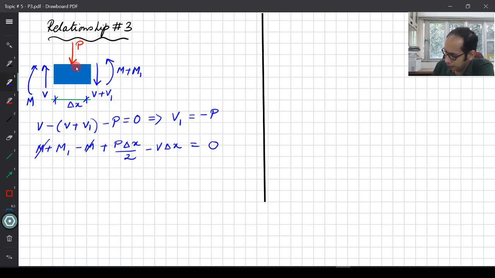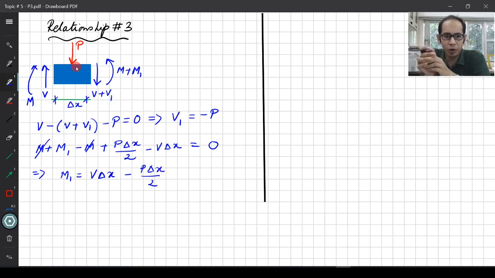So essentially from here, what you can write is that M1 is nothing but V delta X minus P delta X by 2. Now, if delta X is very small, the change in moment is very small over here, so the moment does not undergo an appreciable change. So two important things we learned from this relationship. Number one is that your shear changes by an appreciable magnitude. So maybe let's make a quick note of that.